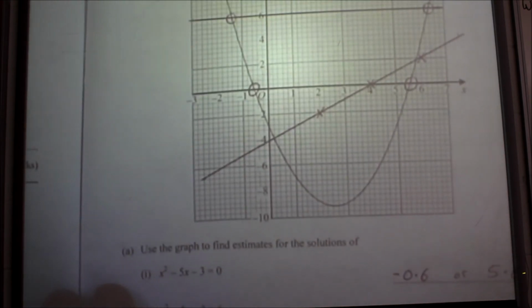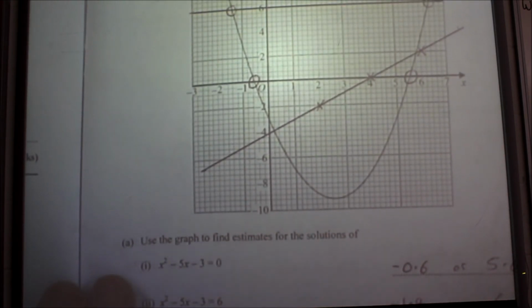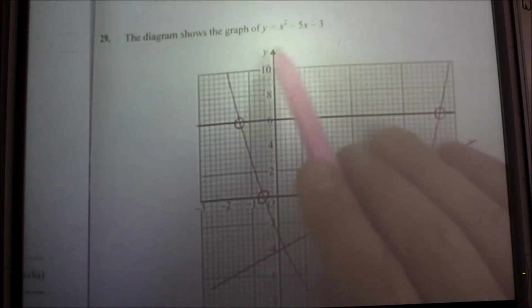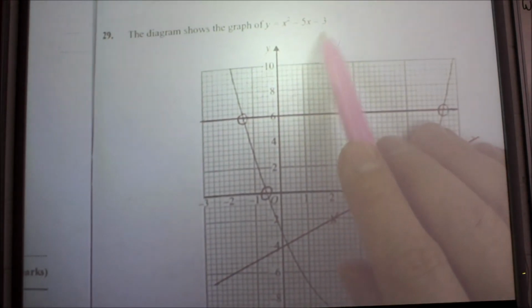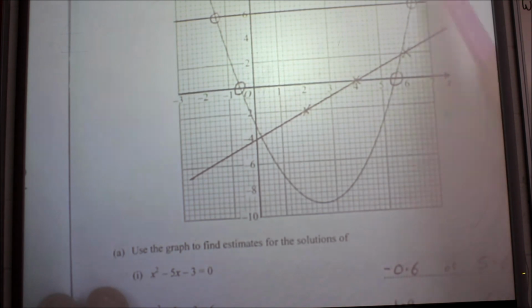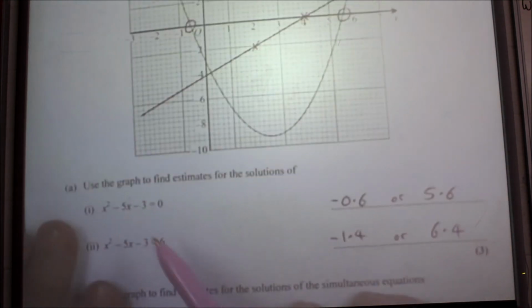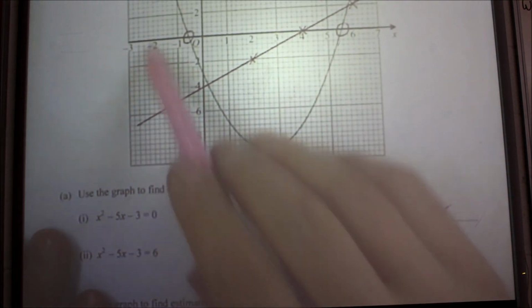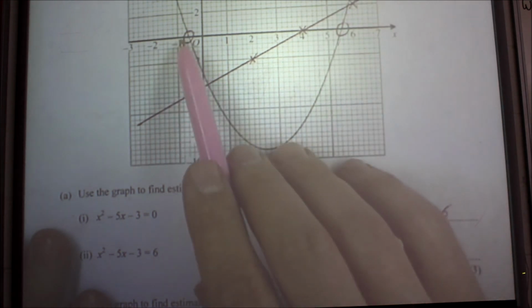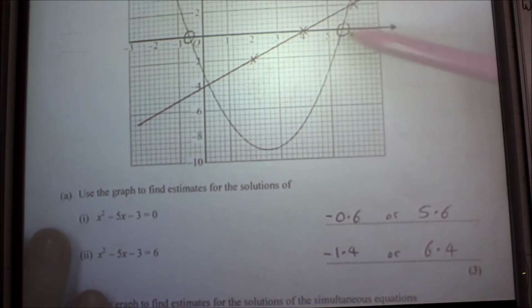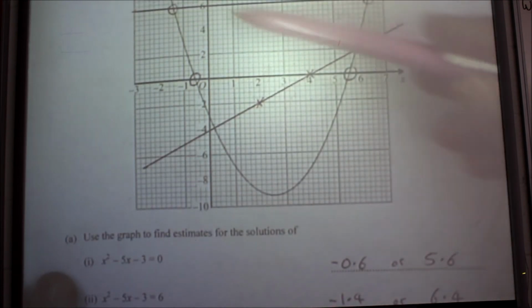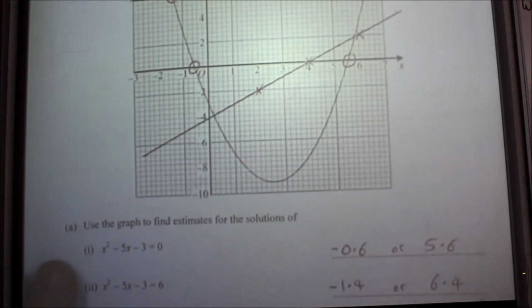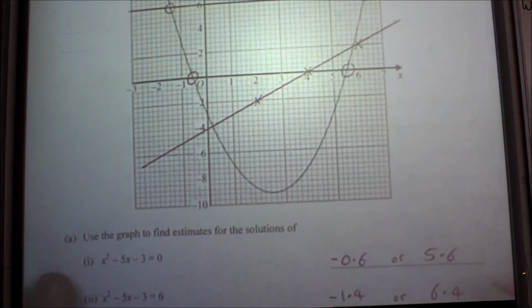Question 29. Use the graph to find estimates for the solutions of. First of all, I think we're told that curve is x squared take 5x take 3. So that's that curve here. Use the graph to find estimates of the solution. So equals 0, where does the curve go through? 0, minus 0.6 and 5.6. When it equals 6, I've just drawn a line up here at 6, and you want that point and that point, which is minus 1.4 and 6.4.